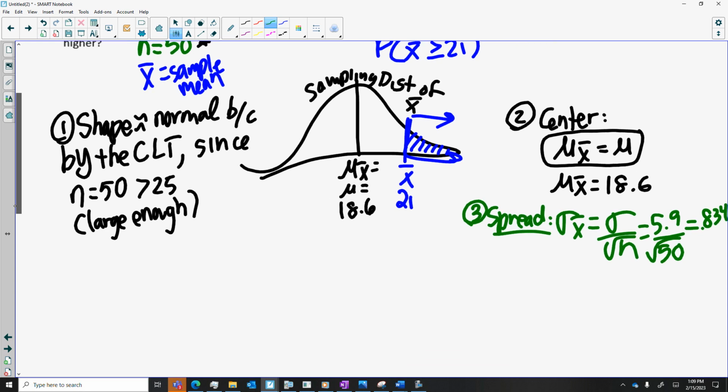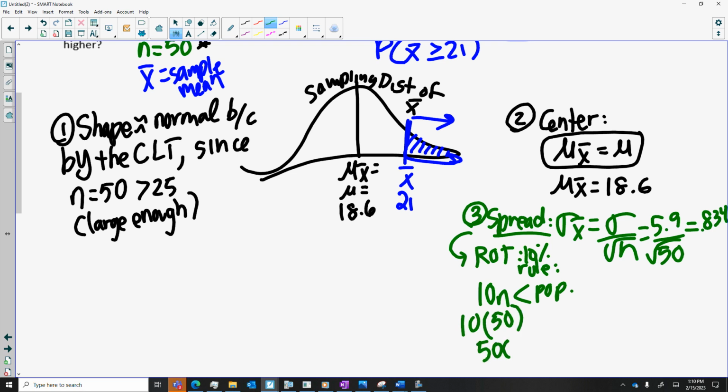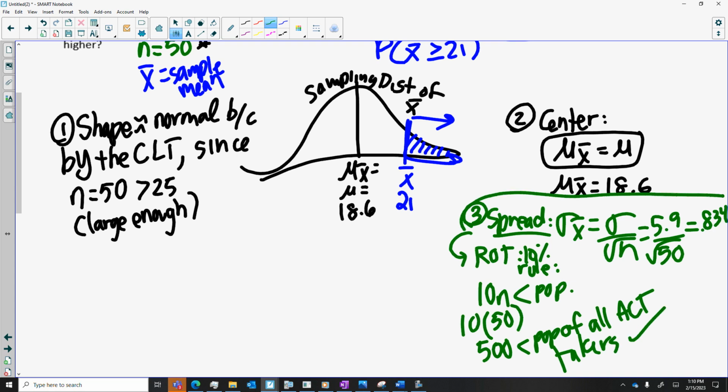There's one thing we forgot, we have to check the rule of thumb. Sorry, the 10% rule. Before we did that formula, we should have checked that 10 times n is less than the population of interest. So n was 50, 10 times 50 equals 500. Is that less than the population of all ACT takers? I'm sure it is. That's definitely met. So then we were allowed to use this formula here for spread, which we did.